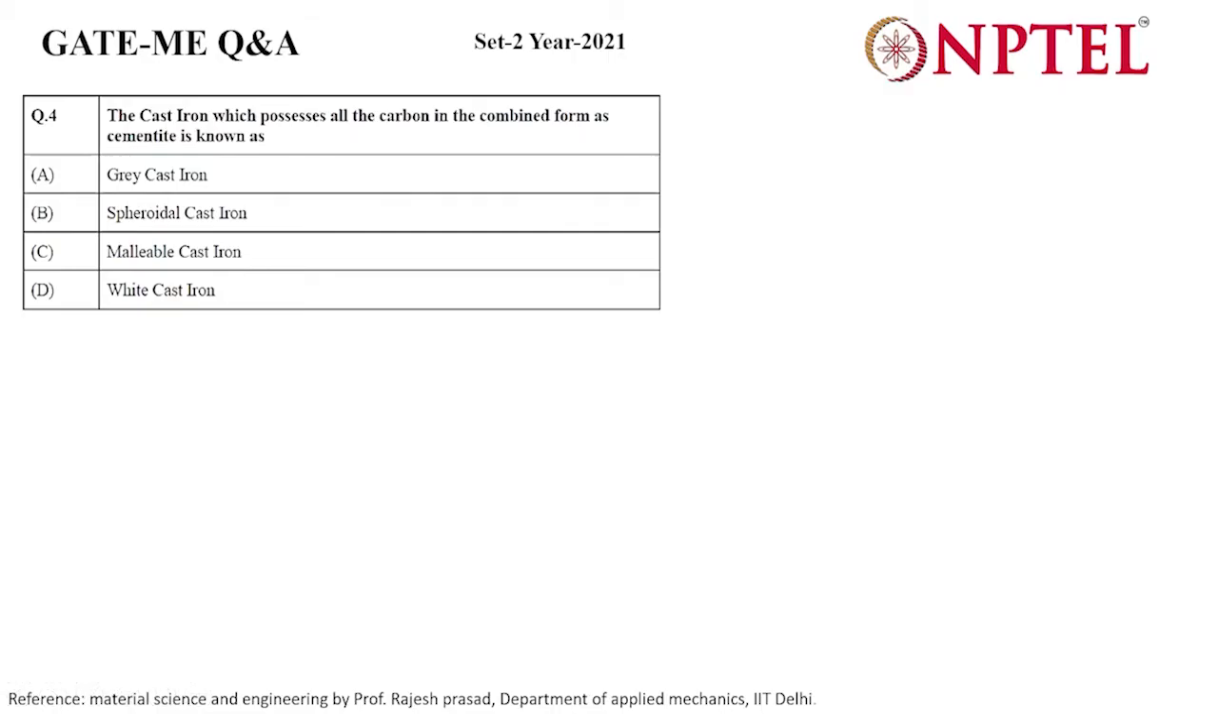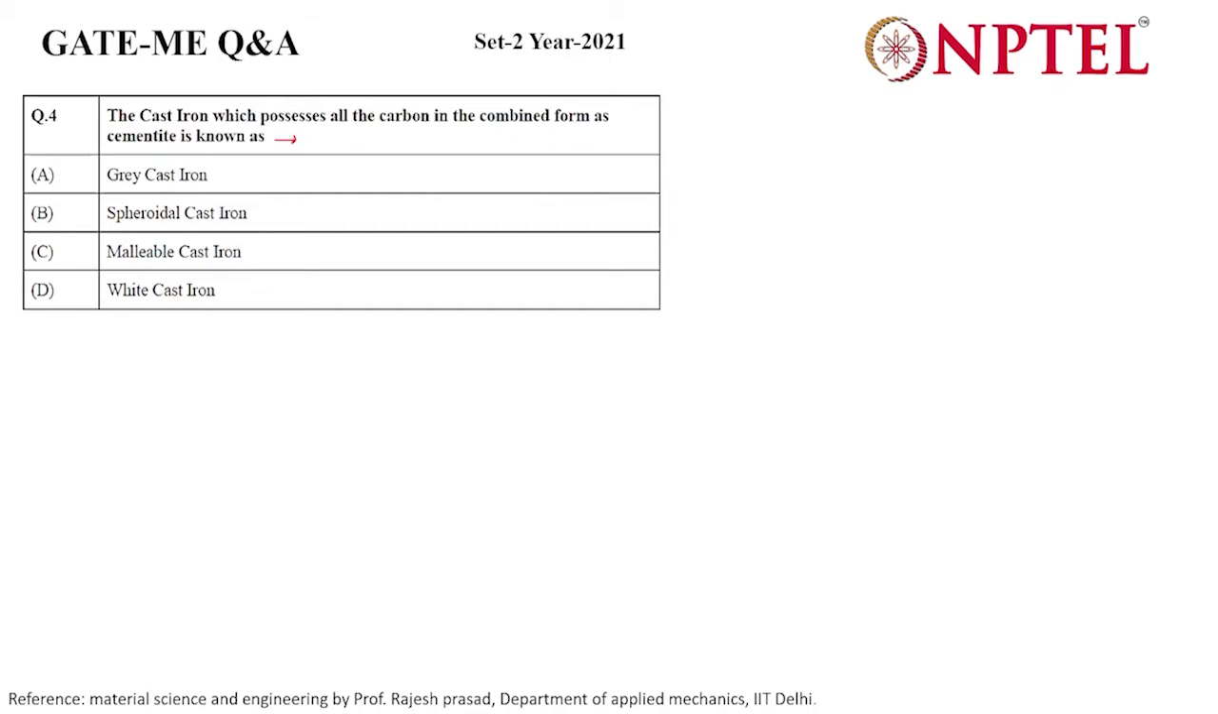Hi, this is a question from the GATE 2021 set 2. This is question number 4. It is from the material science and theoretical question. So the question is: the cast iron which possesses all the carbon in the form of cementite.